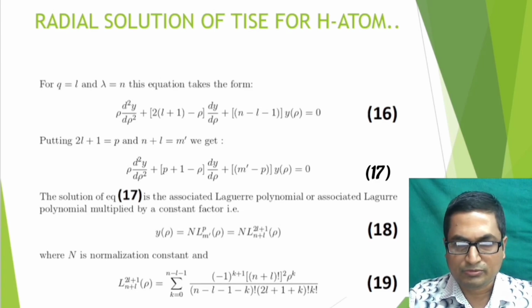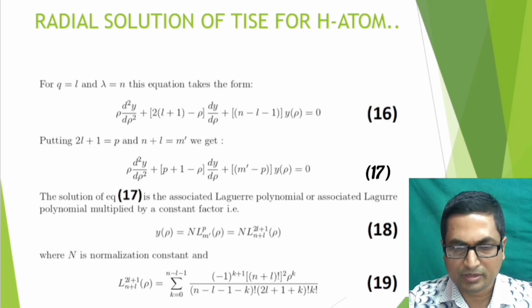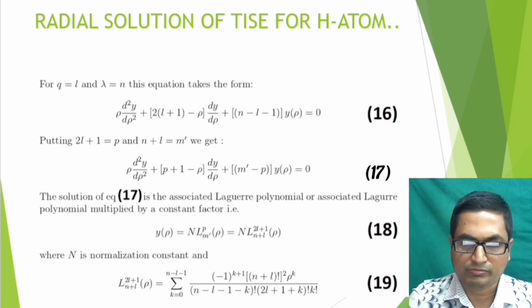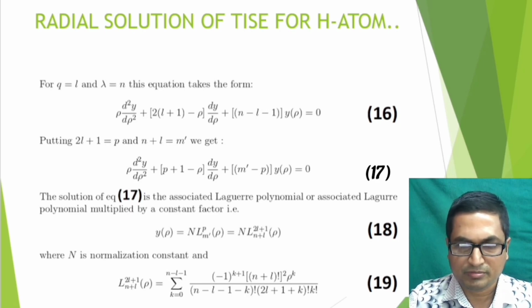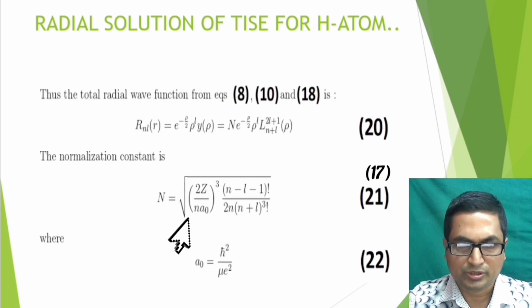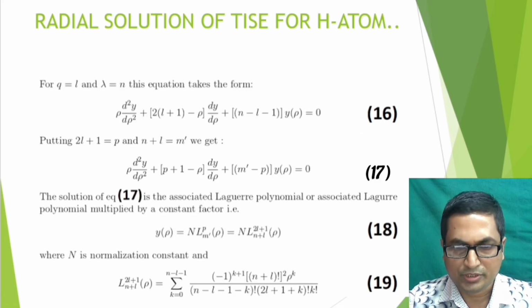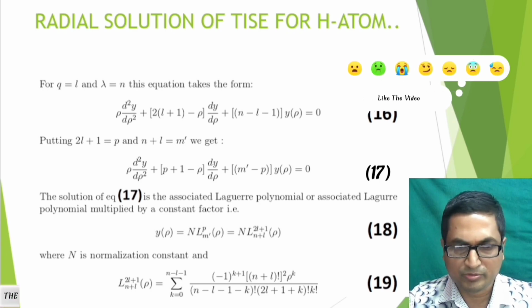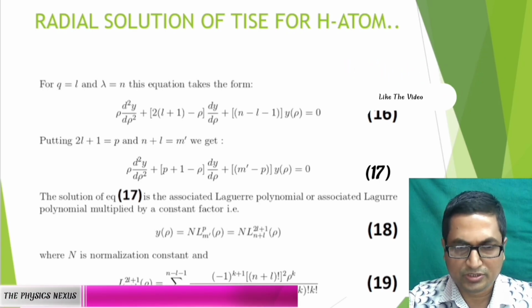So the solution of this equation 17 is now given by Laguerre polynomials or associated Laguerre polynomials multiplied by a constant factor, and is given by equation 18. And with the normalization conditions, we put the normalization constant N equal to this one given by equation 21, and also we represent the Laguerre polynomials as given by equation 19 for different values of n, l, etc. So these are the Laguerre polynomials.